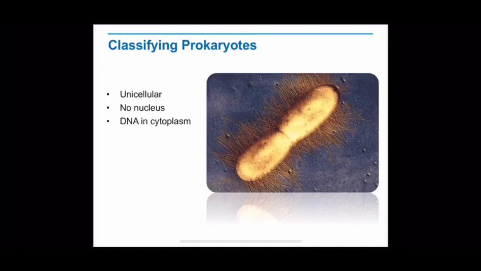Prokaryotes are divided into two very distinct groups, bacteria and archaea, two of the three domains of life. The domain bacteria corresponds to the kingdom Eubacteria, and the domain archaea corresponds to the kingdom Archaebacteria.